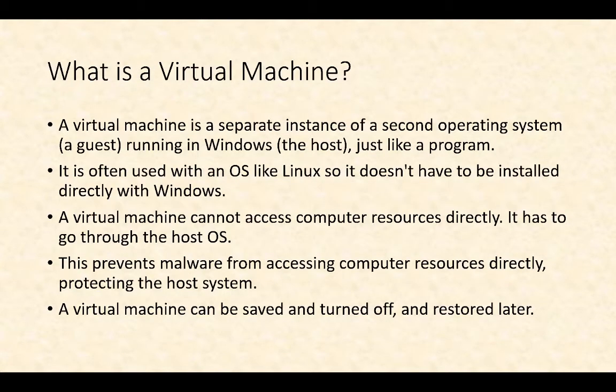So, what is a virtual machine? A virtual machine is a separate instance of a second operating system, which is called a guest, running in Windows, the host, just like a program. It's often used with an operating system like Linux, so it doesn't have to be installed directly with Windows. A virtual machine cannot access computer resources directly. It has to go through the host operating system. This prevents malware from accessing computer resources directly, protecting the host system. And a virtual machine can be saved and turned off and restored later.